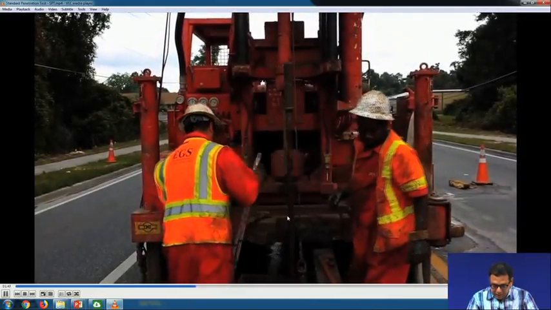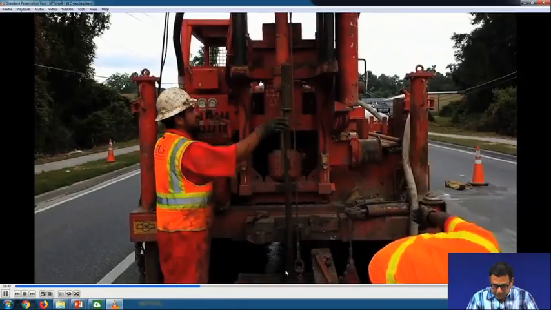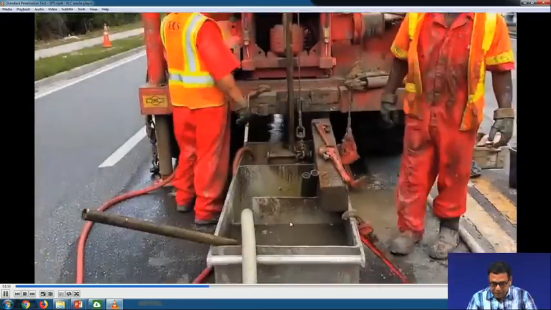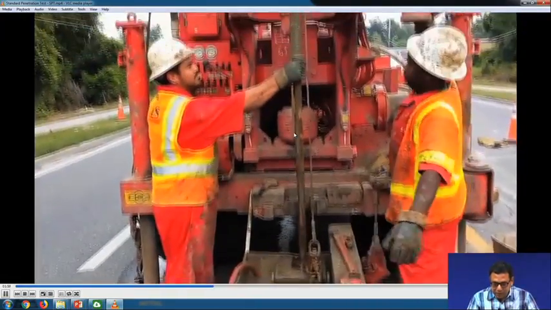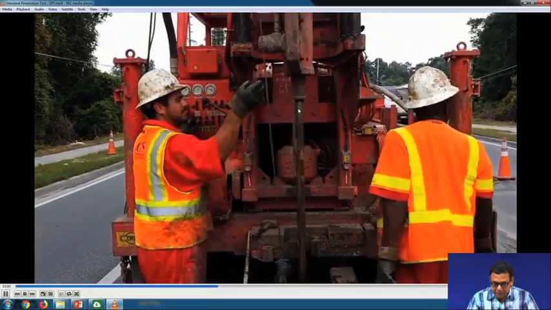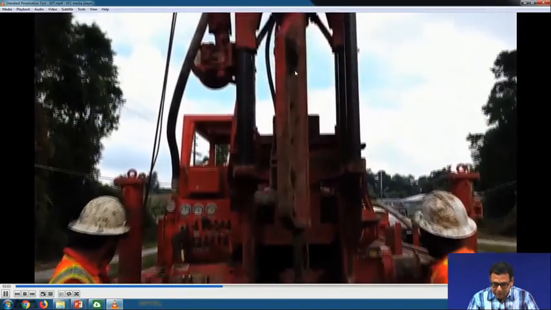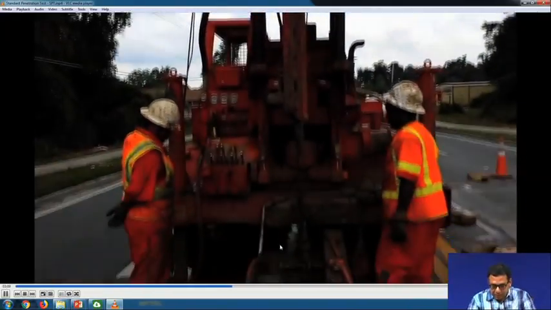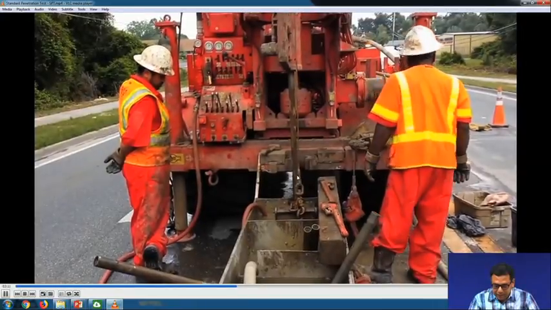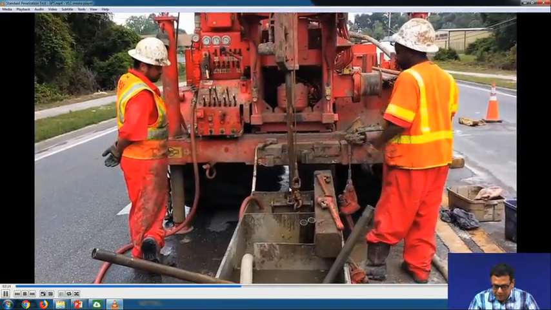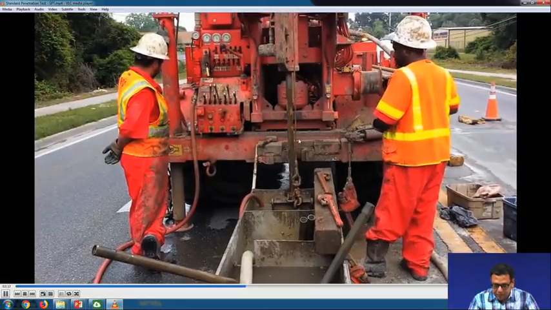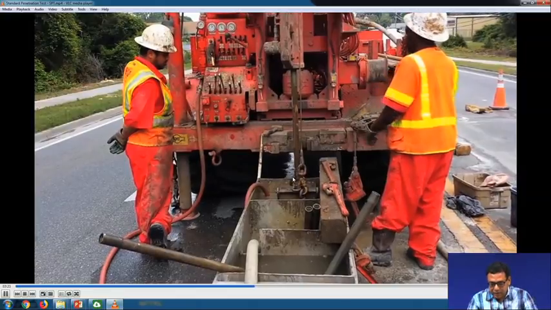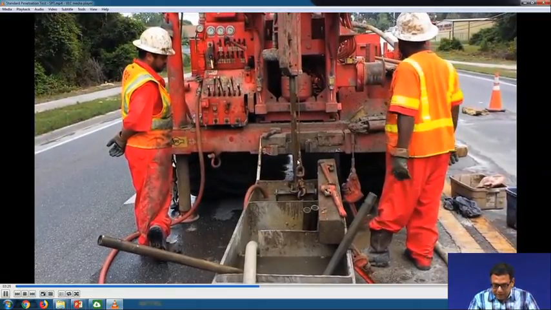Here, 3 markings are done. Each marking is 150 millimeter: first, second and third. We have to count the blows required for each 150 millimeter penetration. This is the hammer blow which is applied, and the number of blows is counted for every 150 millimeter penetration, because on this drill rod the 3 markings are given. These 3 marks indicate 150 millimeter each.